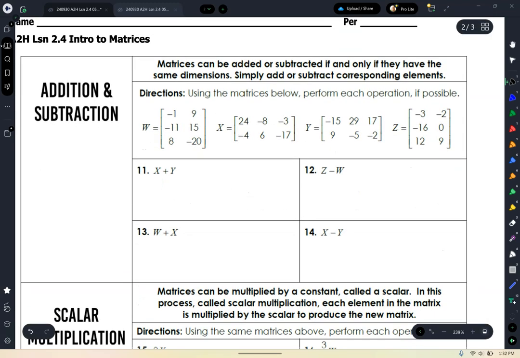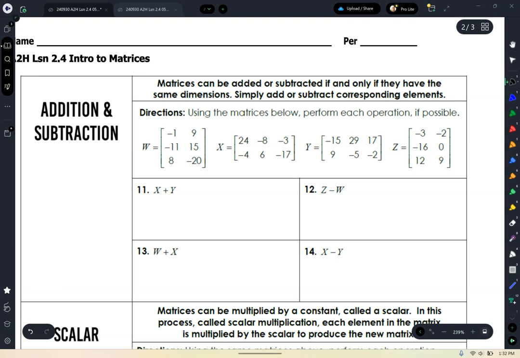Let's go to the back side. Okay, let's talk about adding and subtracting matrices. Okay? So we can add or subtract matrices if and only if, you're going to want to make sure to highlight that or underline it, box it in, if and only if the matrices you're being asked to add and or subtract have the same dimensions. So the first thing you have to check is, do I have the same dimensions?